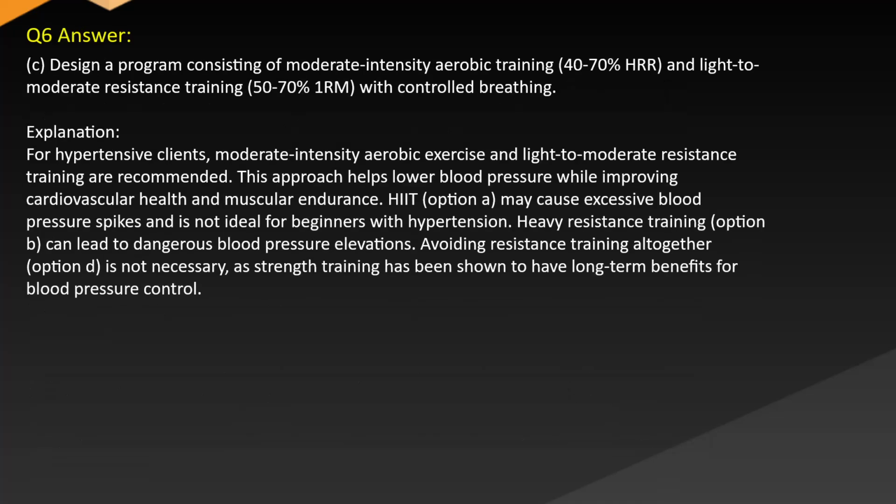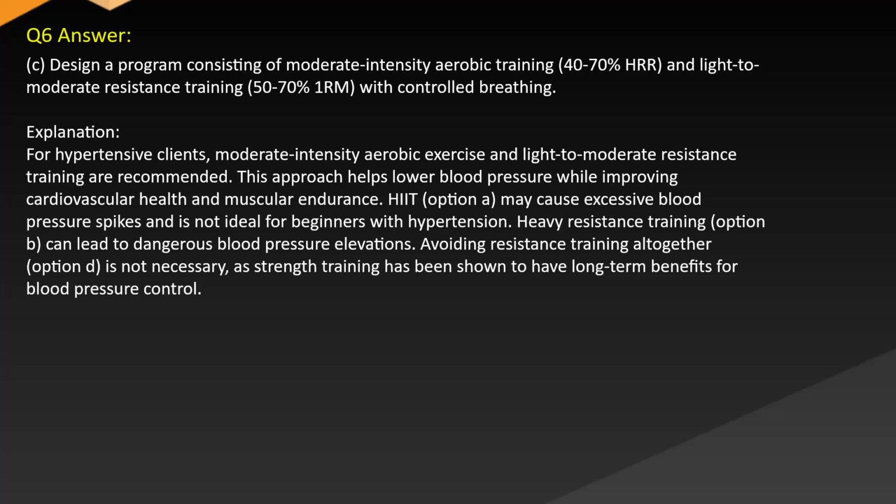Answer C. Design a program consisting of moderate intensity aerobic training, 40-70% HRR, and light to moderate resistance training, 50-70% 1RM, with controlled breathing. Explanation. For hypertensive clients, moderate intensity aerobic exercise and light to moderate resistance training are recommended. This approach helps lower blood pressure while improving cardiovascular health and muscular endurance.